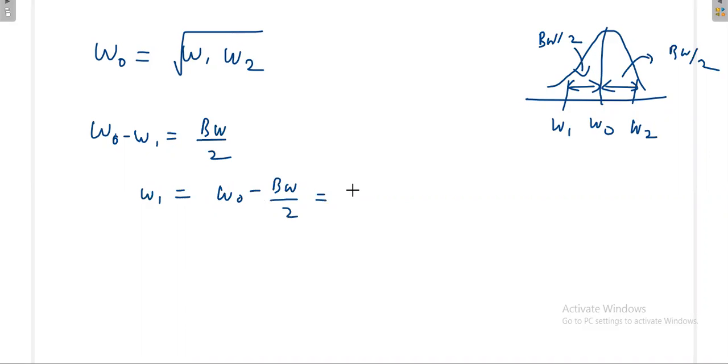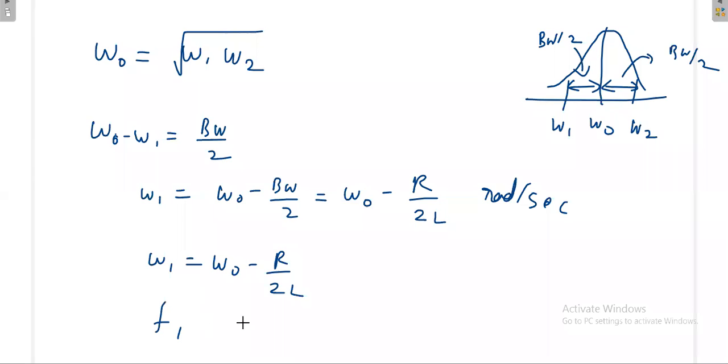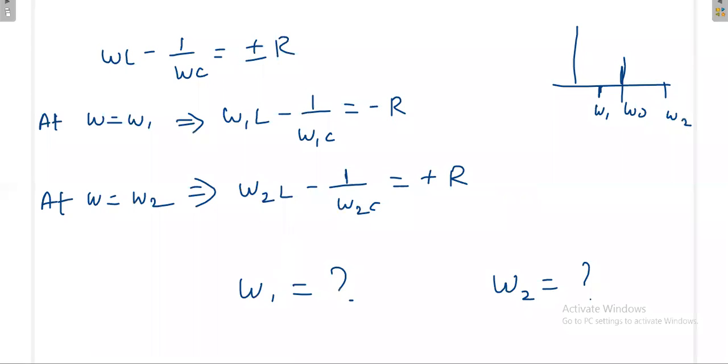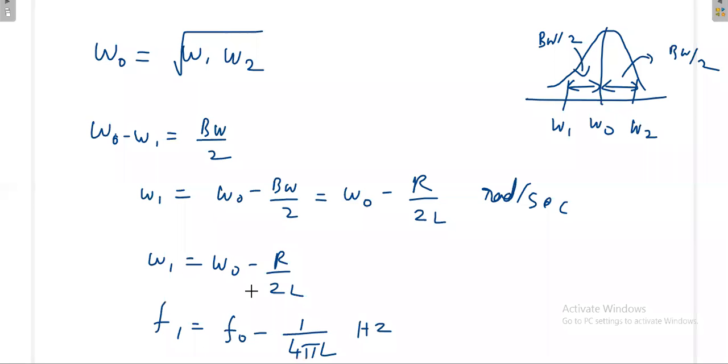What is this bandwidth actually? We have seen just now, bandwidth means R by L. So I can put R by 2L. This is frequency, radian per second. So finally omega 1 is equal to omega naught minus R divided by 2L, or otherwise I can also write f1 is equal to f naught minus R divided by 4 pi L hertz. You have already found out what is f1 by some method. Here also you can find out and make sure that both are correct.